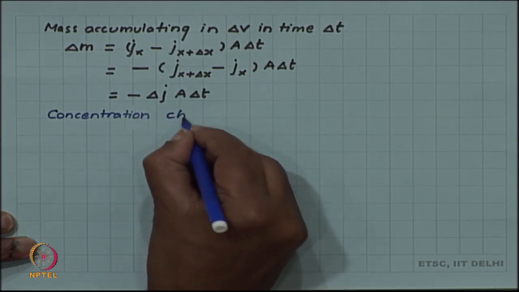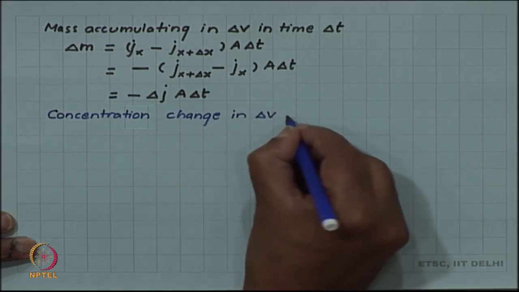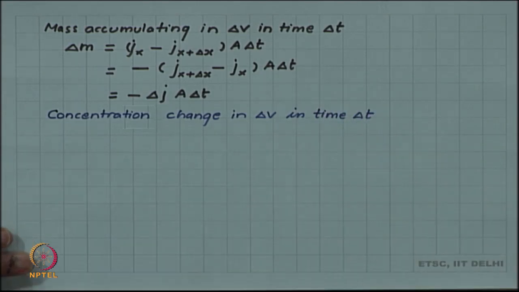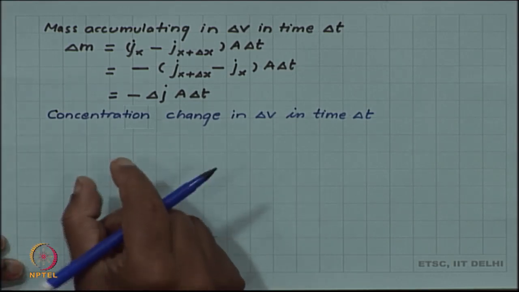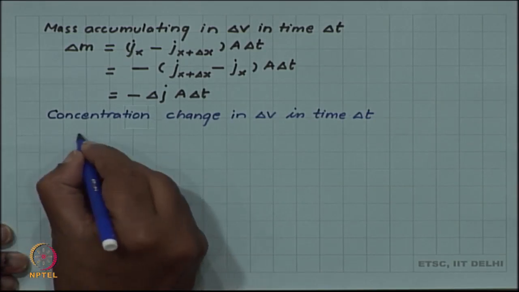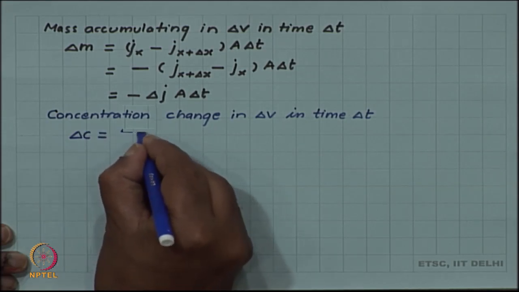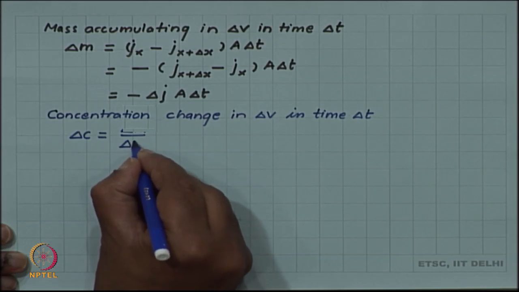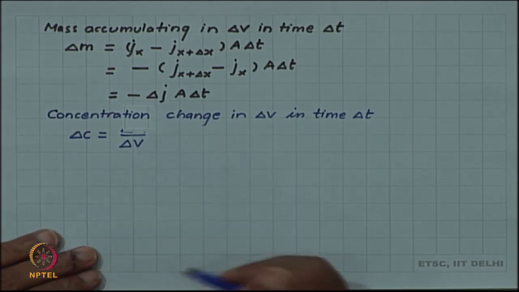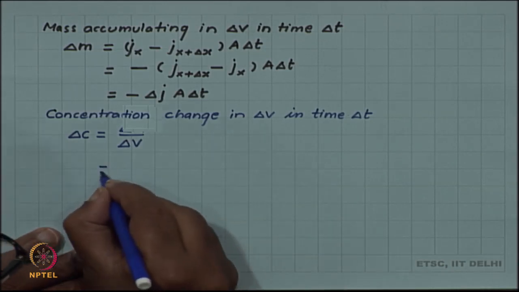So, concentration change, or change in concentration, in delta V in time t. Now, remember that in Fick's law we are using the concentration as volumetric concentration. So, by very definition the concentration change delta C is mass divided by volume. So, it is delta m by delta V. Delta m is the change in mass and delta V is the volume of the element which we are considering.